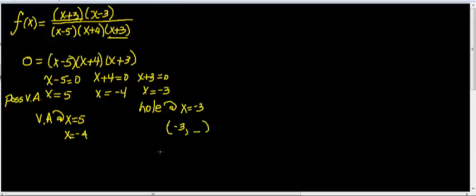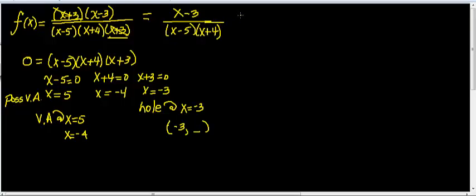I don't know the y coordinate. So if we want to be a little bit more precise, I can locate exactly where the hole is. To do that, this is what we do. We take our original function and we write it in simplified form. What does that mean? That means I cancel out the common terms, right? x plus 3 and x plus 3, I can cancel out. And I'm left with this function, x minus 3 over x minus 5 times x plus 4.